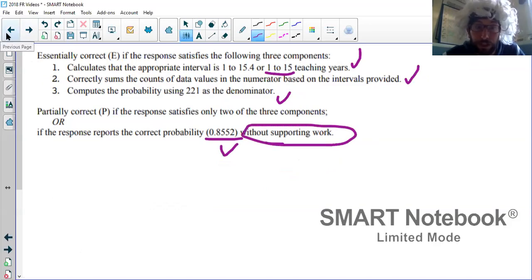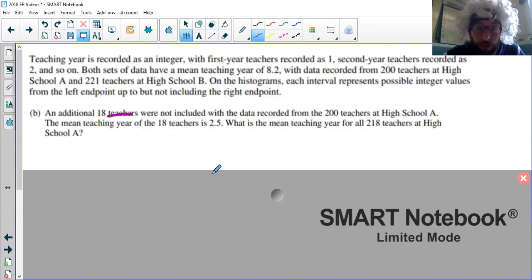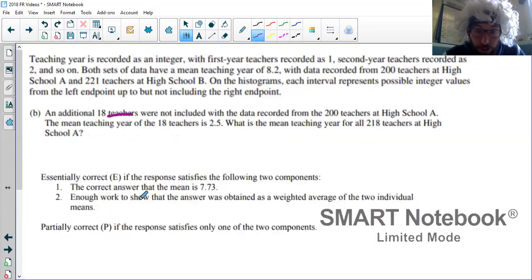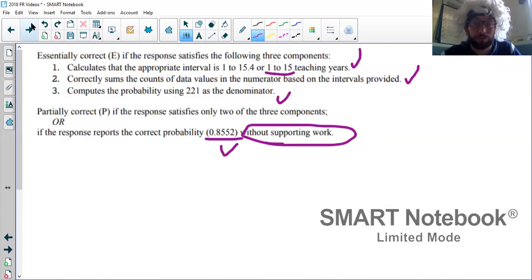Jumping back to B, the same thing would be the case. You need enough work for how you got that weighted average. So show work on the exam. Don't be that person who writes the right answer and doesn't show work, because that makes your teachers cry. You know how to do everything, but you get partially correct because you were lazy or something.